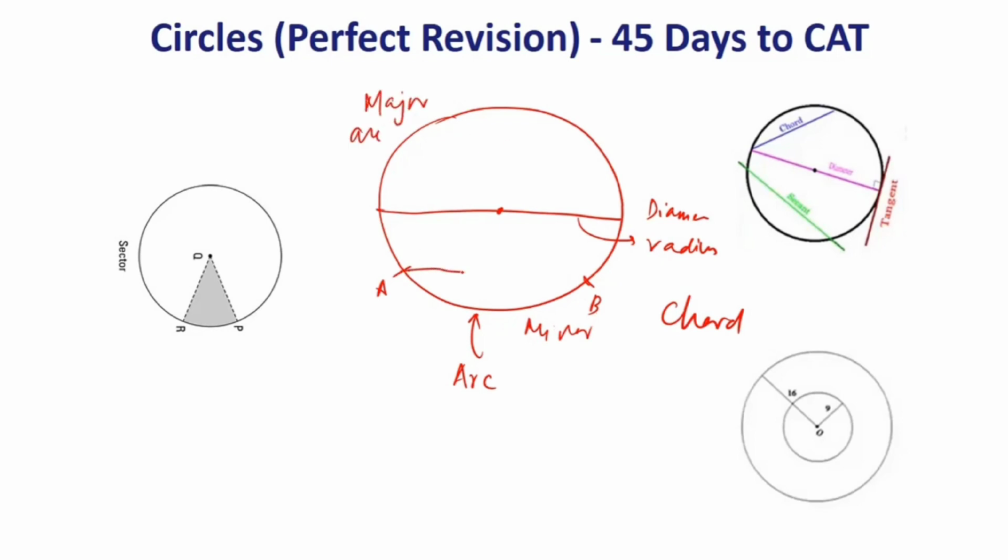If you join the points, let's say for an example, then it divides the circle into 2 parts. This is the bigger part and smaller part. The bigger part is called the major segment and the smaller part is called the minor segment.